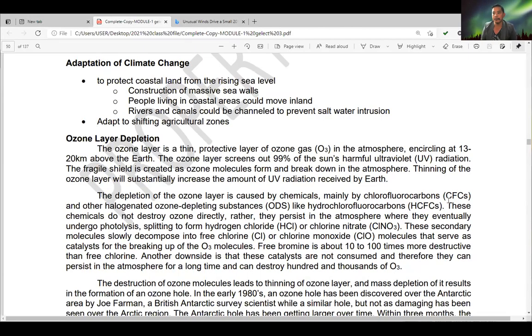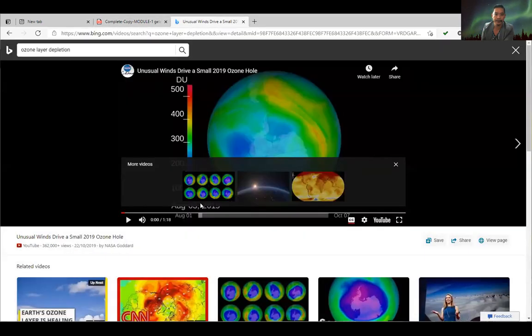Another thing that would be important in a discussion of climate change mitigation would be checking what's going on with the ozone layer. It plays a very huge part. So we also have to find ways to protect the ozone layer from being depleted. Let's take a look at this last video on the status of the ozone layer.